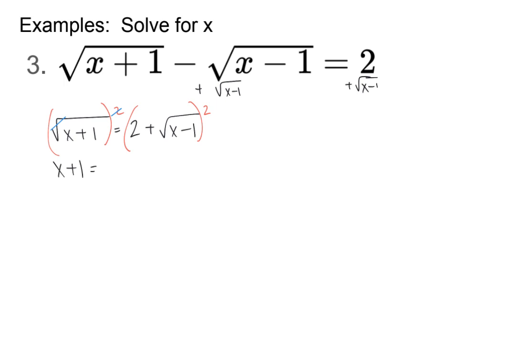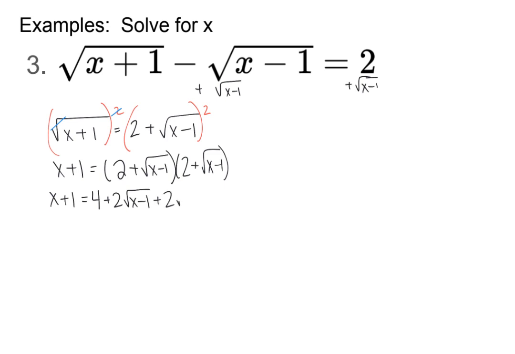I think I should write this out: 2 plus root x minus 1 and 2 plus root x minus 1. And we have to FOIL this. So this guy's the nice one. We're going to leave him alone. So 2 times 2, I got that. That's 4. 2 times the root, so 2 times the root plus 2 times the root plus the root times the root.